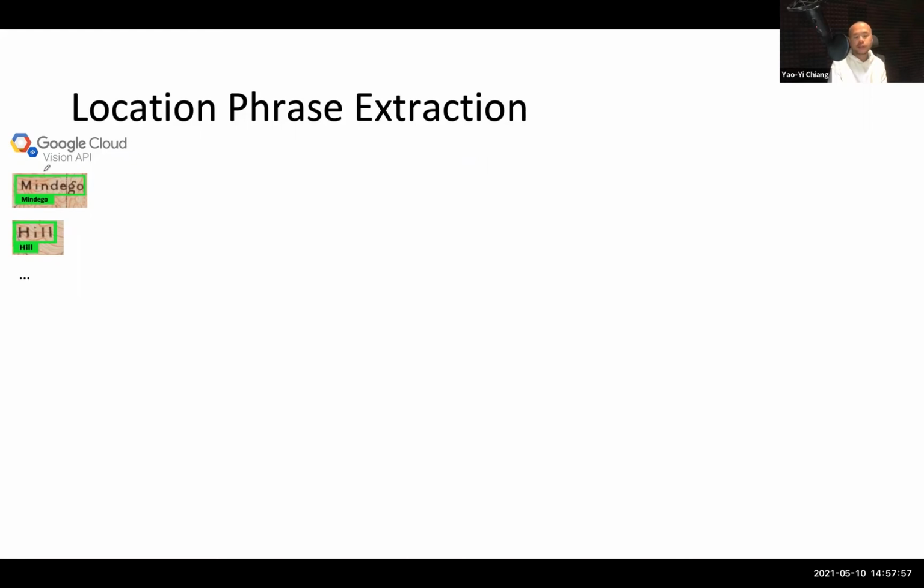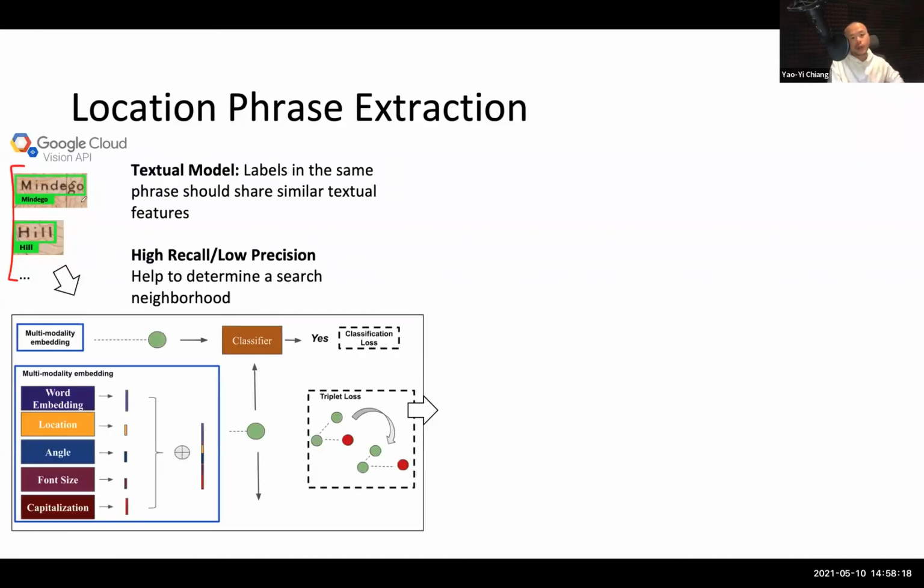All right, Google Cloud Vision API gives us something like this. So it says, well, scan historical maps as input. Google Vision API says, here's a Mindego, here is a hill on the map, and tells you the location of these words on the map. Our goal is to be able to predict if these two words need to be linked together as a location phrase, Mindego Hill here. So our first machine learning model in Map Curator is a textual model.